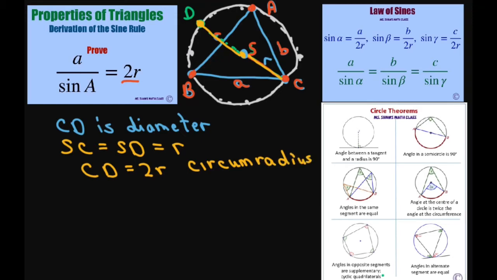All right, now let's join BD. So I'm going to join a BD segment here. That gives me a right angle. So when I do that, I know that my angle DBC equals 90 degrees. And that's the angle in a semicircle.